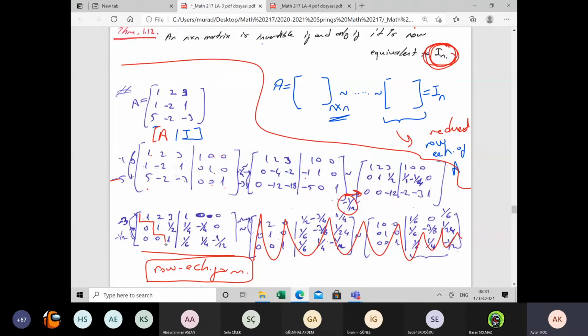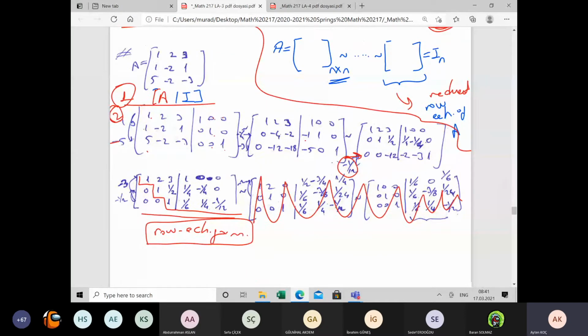We know the method to get the inverse matrix if our matrix is invertible. First step, construct this matrix. Second step, get the reduced row echelon form. This one is not reduced row echelon form, and then apply the same operations to get reduced row echelon form, and this one is reduced row echelon form, for example. It's okay?